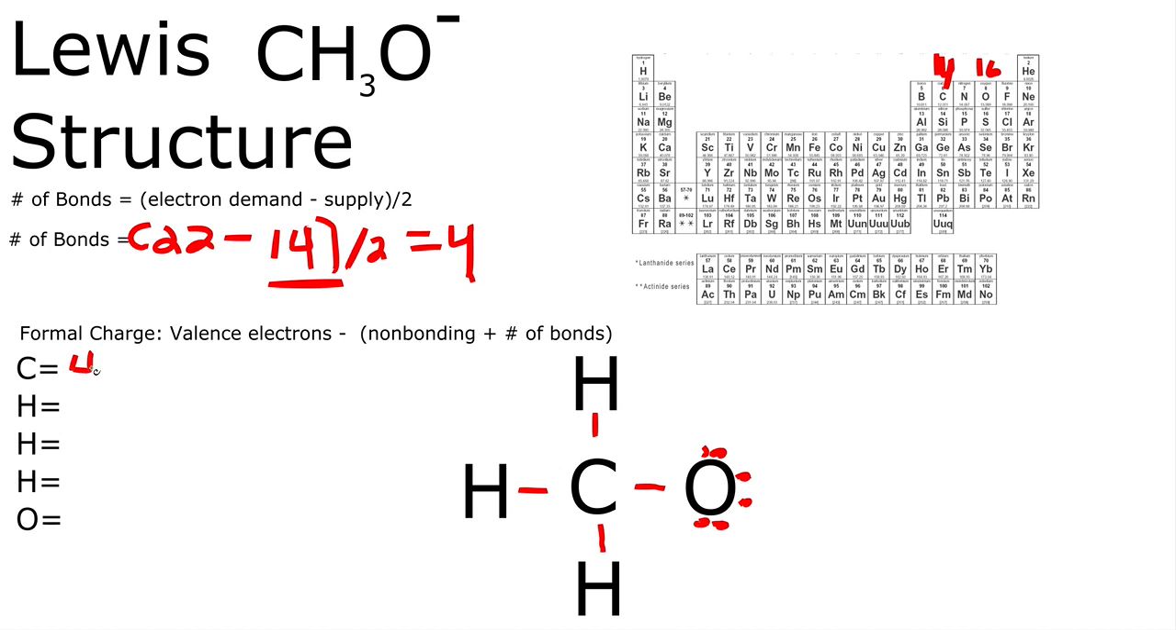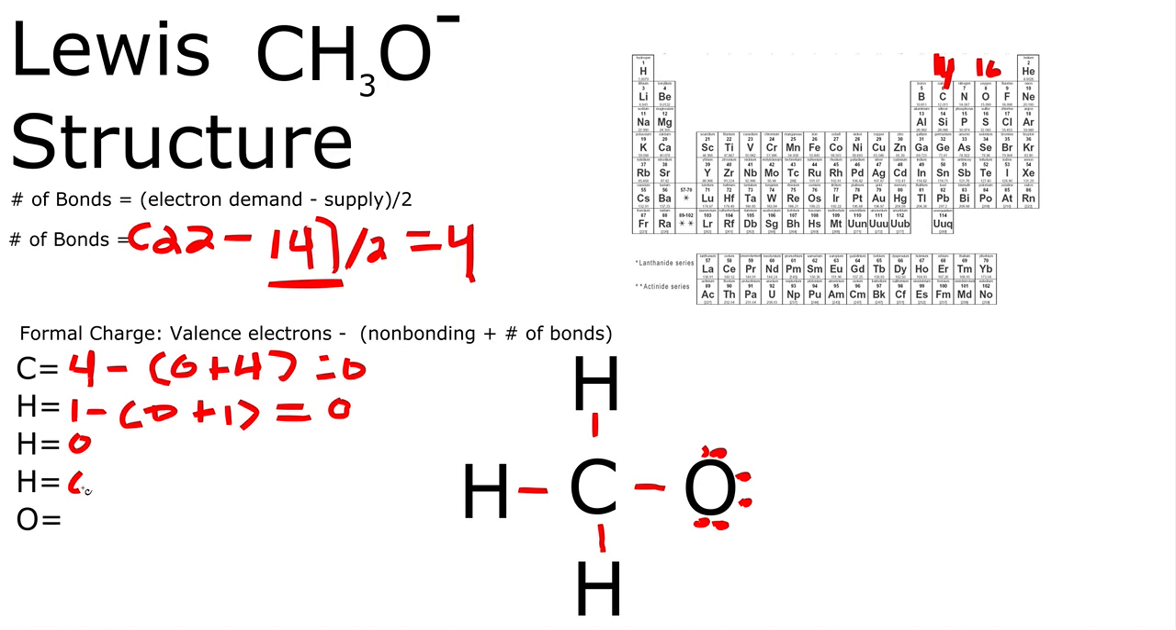Carbon has 4 valence electrons, minus the non-bonding. We have no lone pairs in this case, so it's 0. Plus the number of bonds, we have 4 single bonds, 1, 2, 3, 4. So 4 minus 4 is 0. So it does not have a charge, which is good. Hydrogen has 1 valence electron. It has no lone pairs, so it's 0. Plus 1, because we have 1 single bond. 1 minus 1 is 0. These hydrogens right here will also be 0 because they're the same thing. In this case, they each have single bonds.